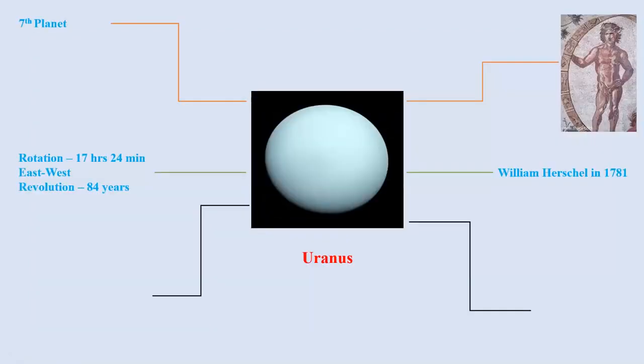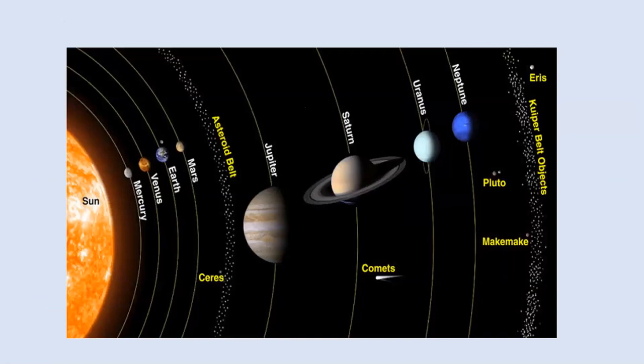So students, Uranus appears green due to the presence of methane on the planet. Uranus has 27 natural satellites, of which Titania is the largest satellite of Uranus. I hope till this much you all are clear. So let us move ahead.